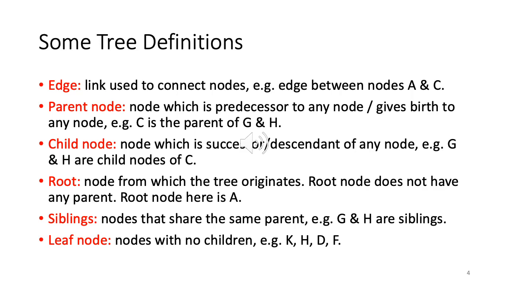Siblings, nodes that share the same parent. For example, G and H are siblings, both share the same parent C. I and J are siblings, same parent E. D and E and F are siblings, share the same parent B.